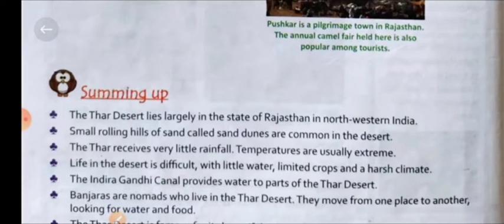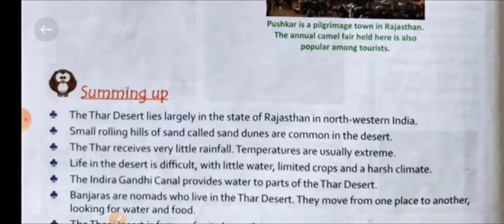The Thar Desert receives very little rainfall. Temperatures are usually extreme because they are very high, and in this region there is no humidity at all. Life in the desert is difficult, with little water, limited crops and a harsh climate. Due to the scarcity of water and high temperature, it is very difficult to live here. Only some people, like the Banjaras, live in this region because they can survive here.